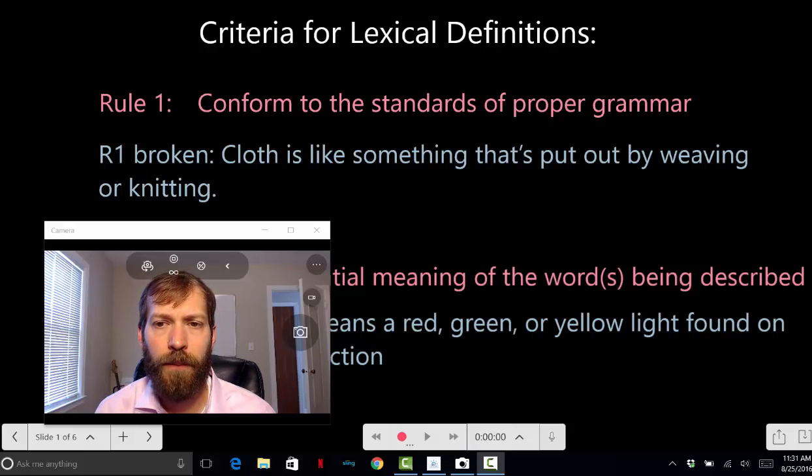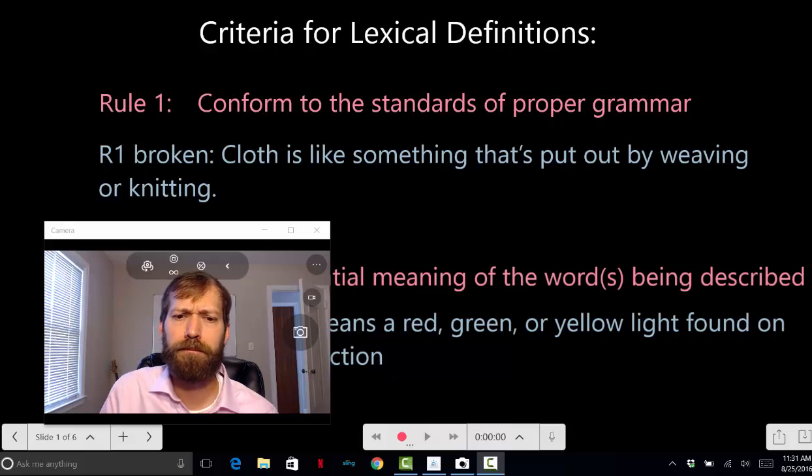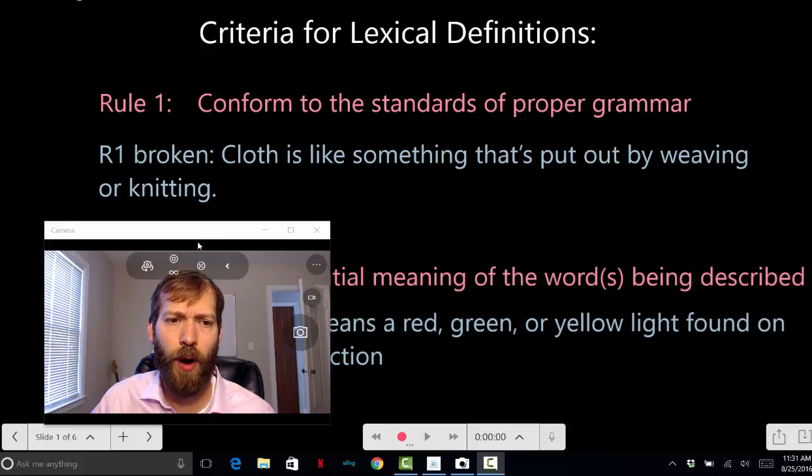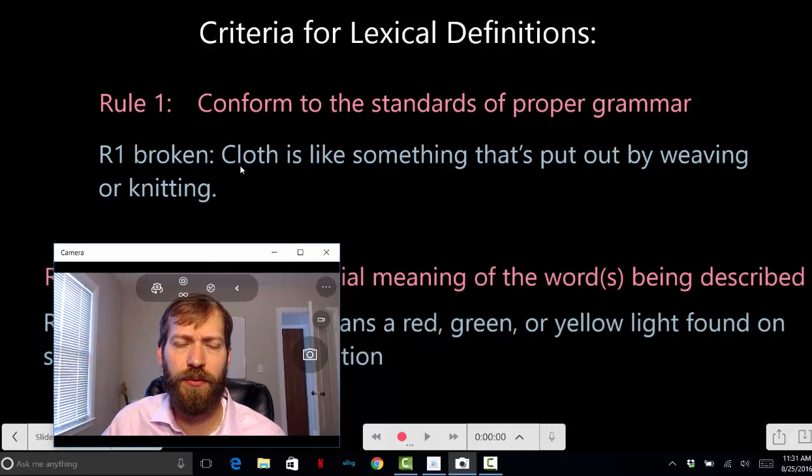So rule 1: our lexical definitions need to conform to the standards of proper grammar. An example of rule 1 being broken would be to say that cloth is something that's put out by weaving or knitting. And the problem here partly has to do with the fact that cloth, without quotes around it, picks out the thing cloth or the kind cloth and not the word cloth. So this is a matter of what we call the use-mention distinction.